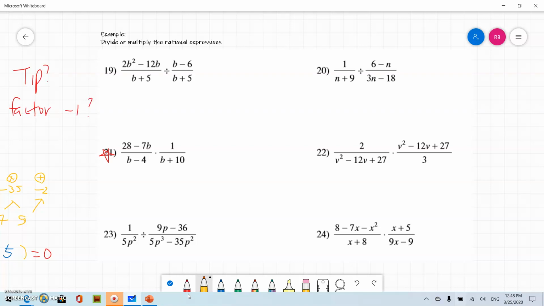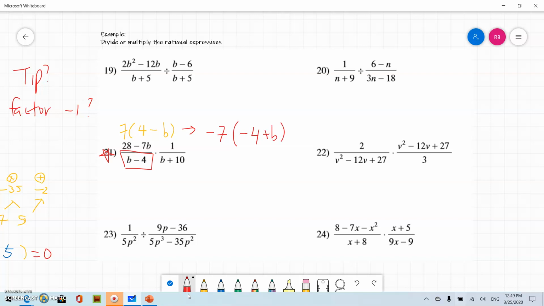So do you see how, let me just factor out 7, okay? If I factor out 7, it becomes 4 minus b. And 4 minus b is very similar to b minus 4, but they are not the same, right? Because negative b and a positive b is not the same. So when you have a very similar expression, but only the sign is different, that's when you factor out negative. So this one, you should actually factor out negative 7, then it becomes negative 4 plus b, right?